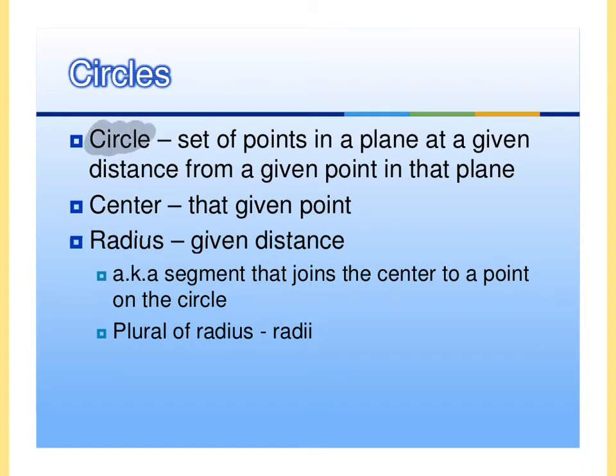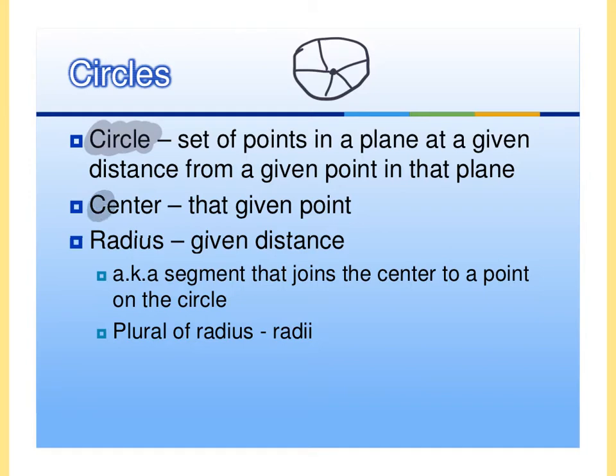So, the circle, by definition, is the set of points in a plane at a given distance from a given point in that plane. So if I start with just a single point in the middle, and then I go out the same distance in all directions, and then I were to connect all of that, that's a horrible circle, but you get the point. That would be the definition of the circle: a set of points in a plane at a given distance from a given point in that plane.